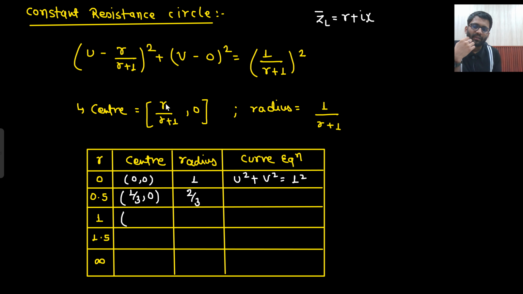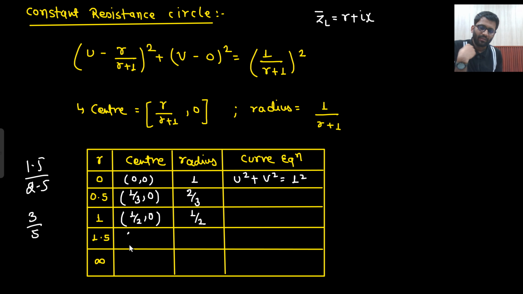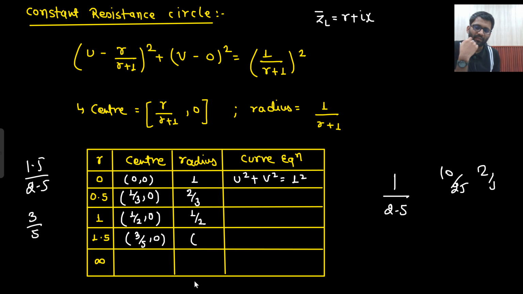If resistive part is 1, then your center would be 1 by 2 comma 0 and your radius will be 1 by 2. If resistive part is 1.5, so 1.5 divided by 2.5, that would be 3 by 5, right? So center could be 3 by 5 comma 0 and what could be the radius? That would be 1 upon 2.5, so 10 by 25, so 2 by 5. So radius would be 2 by 5.